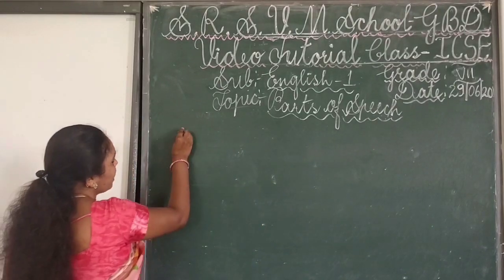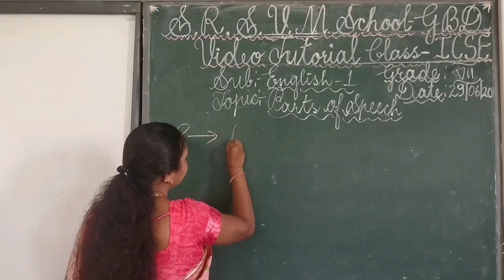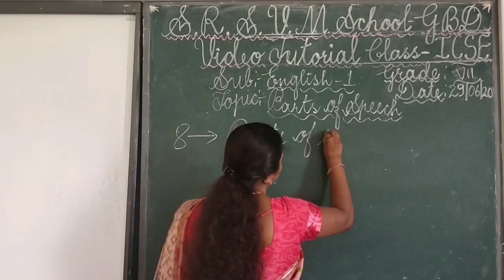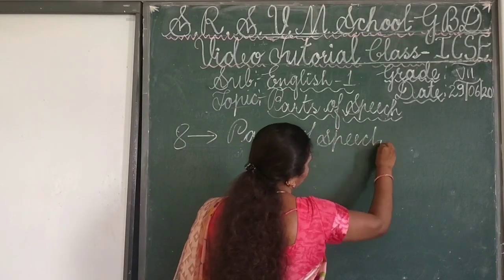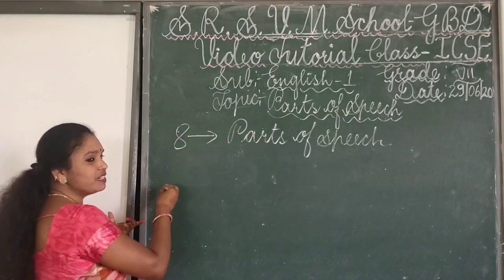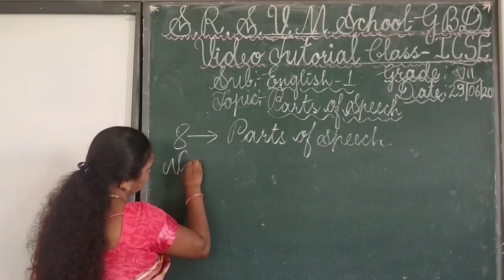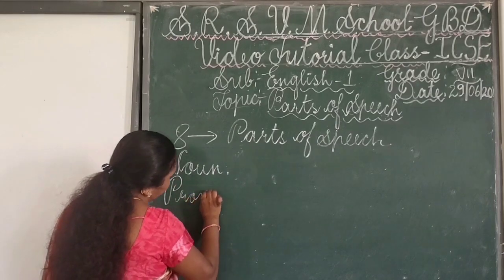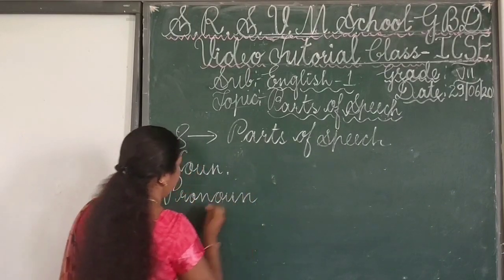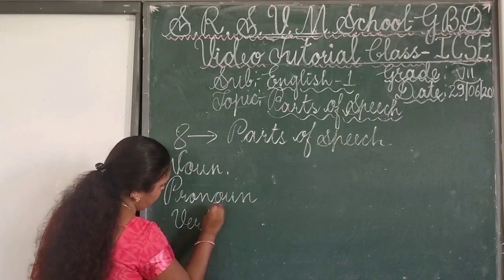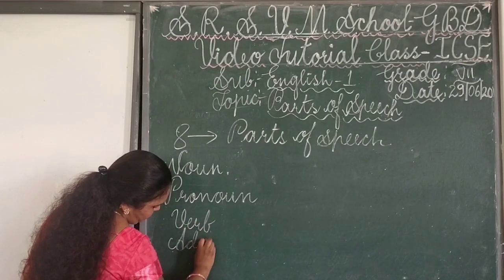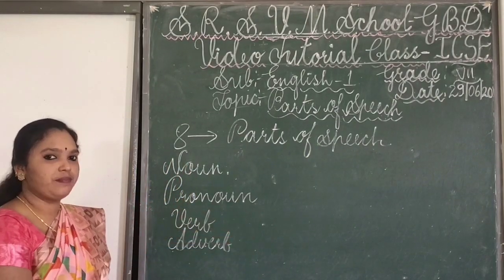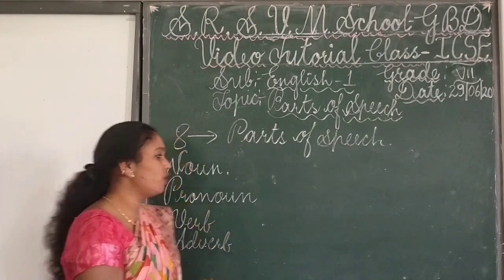You have 8 parts of speech in English. There are mainly 8 parts of speech in English. As you know, the first 4 are noun, pronoun, verb, and adverb. So these are the first 4 parts of speech which we are going to discuss today. The remaining parts of speech will be taught in the next classes.